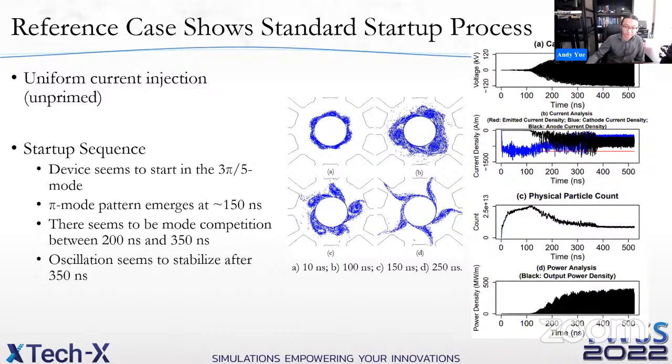magnetron is fully oscillating. The figure on the right shows histories of cavity voltage, the emitted current along with the current absorbed by the cathode and the anode, the physical particle count, and the output power. The current plot shows a noisy pattern between 200 nanoseconds and 350 nanoseconds, which suggests instability, possibly caused by mode competition. Then after 350 nanoseconds, the device seems to be operating in steady state, with stabilization of cavity voltage, current, particle count, and output power.